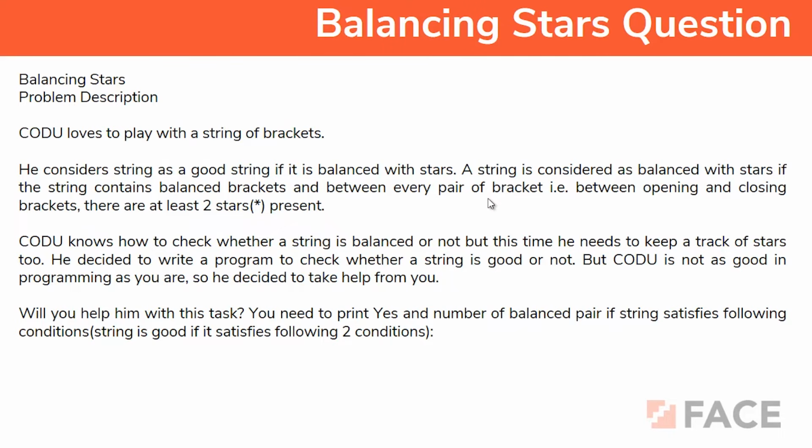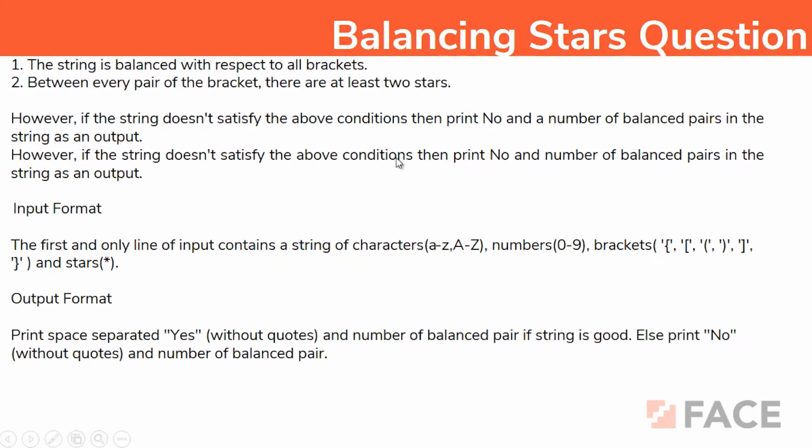Also, we'll print a yes in the output only if there are at least 2 stars present in between the 2 brackets. If there are no stars or if there are fewer than 2 stars, then we'll have to print the output as no. Now, to understand it even better, let's look at the input and output format.